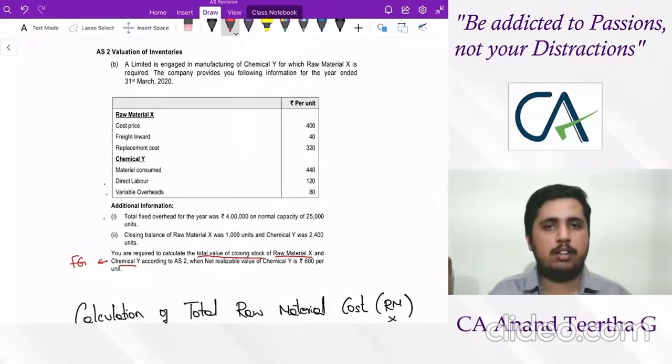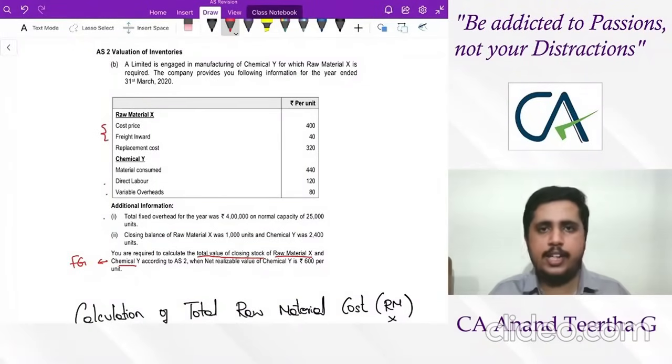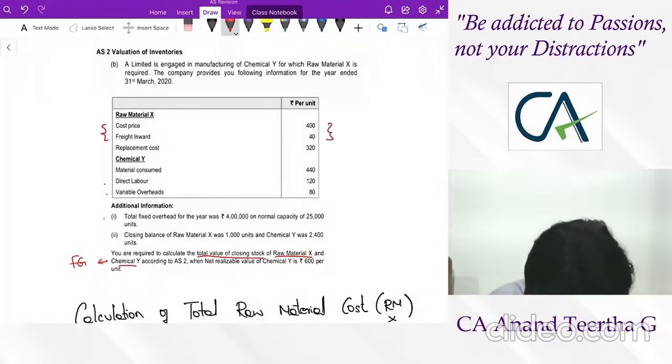How do you calculate cost of purchase? Cost of purchase is calculated as purchase price, add freight or carriage, duties and taxes, etc. Now look into this: cost price and freight inward. These two will be added. Don't consider replacement cost because that is given only for valuation purpose. So if you add these two, you will get 440.